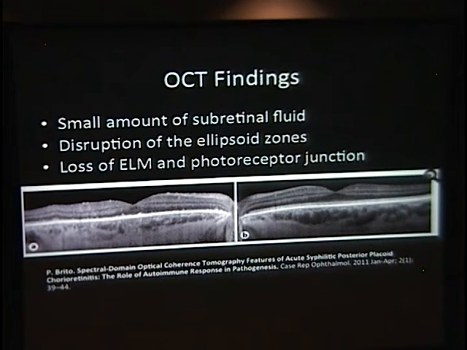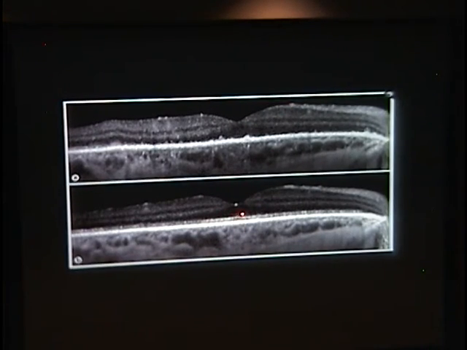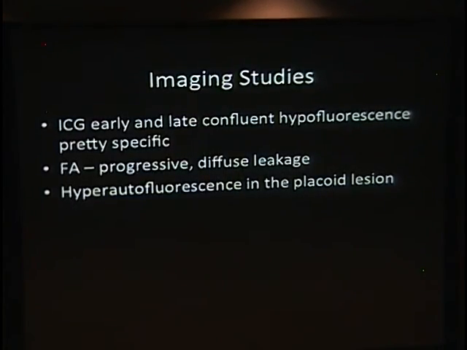There are some classic OCT findings that show disruption of the ISOS junction and then loss of the ELM in this left eye compared to the right eye on this patient. This shows resolution of that with treatment, so you see the ELM come back and the ISOS junction reform. On ICG, you can see early and late confluent hypofluorescence, which is pretty specific for syphilis. On FA, usually see just progressive diffuse leakage, and then the hyperautofluorescence is what we saw in that placoid type lesion.